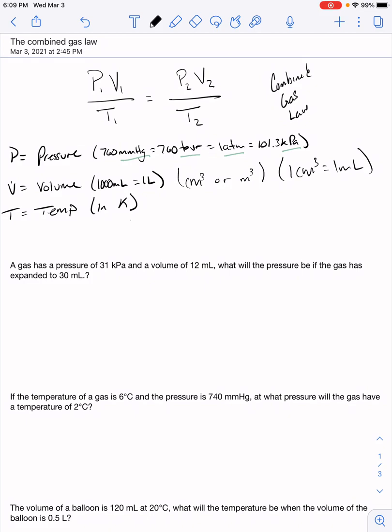Now, temperatures in gas laws need to be in the unit of Kelvin. Okay, and to get to Kelvin, it's the degrees Celsius plus 273. So let's say I had 10 degrees Celsius in a problem. If I want to know how many Kelvin that is, I need to add 273, and I would have 283 Kelvin. And it's just Kelvin, it's not degrees Kelvin.